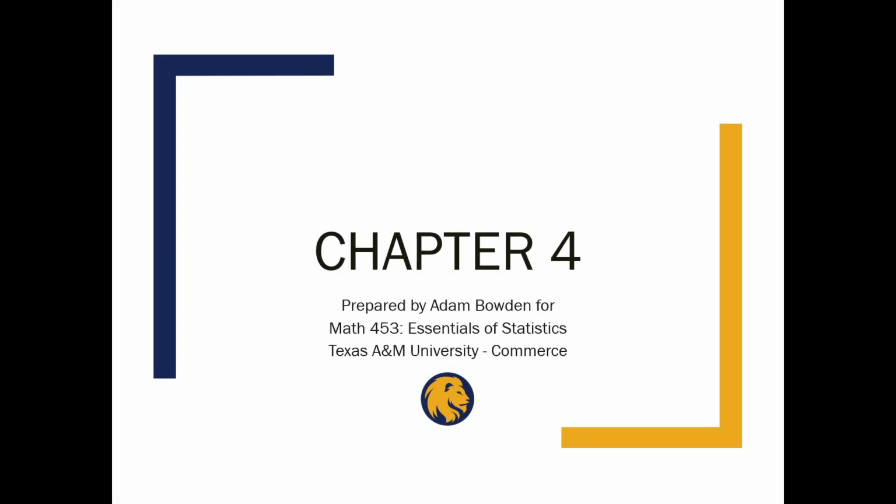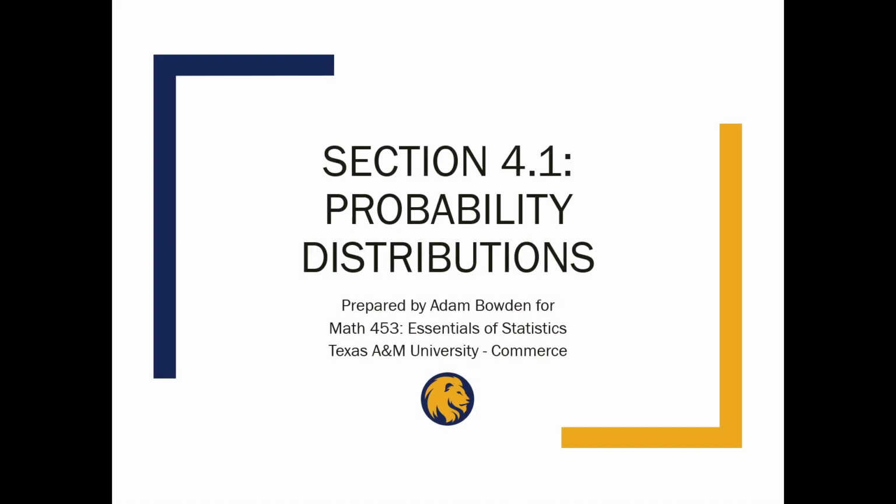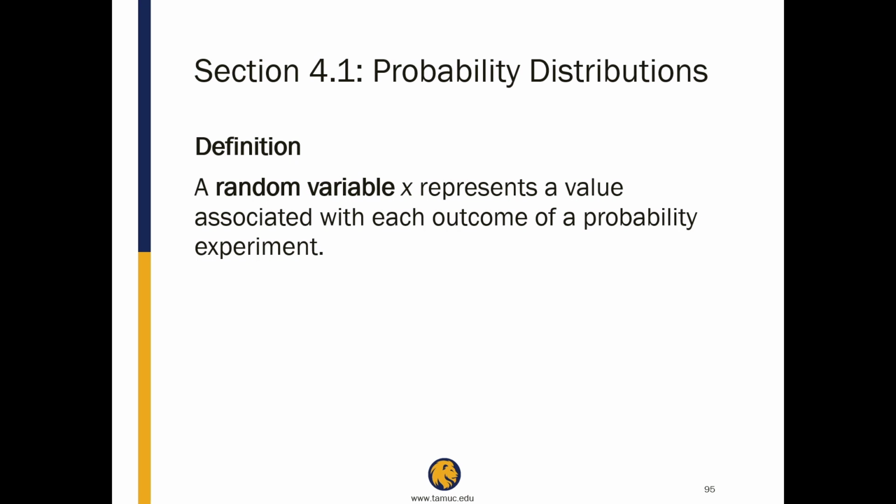Now we begin Chapter 4 with a discussion of probability distributions. So in this section, we're going to start by talking about what's called random variables. A random variable x represents a value associated with each outcome of a probability experiment.